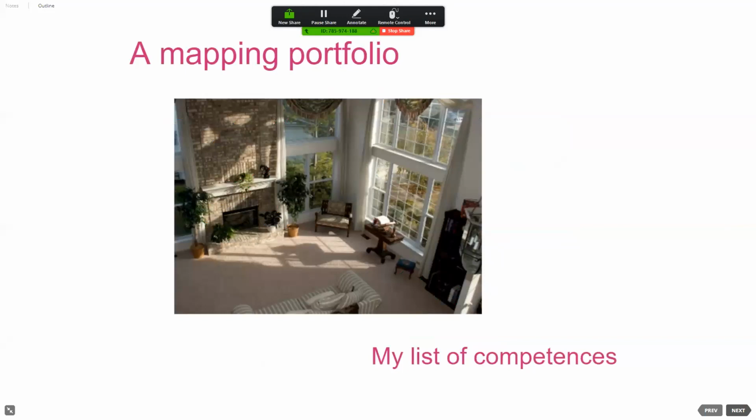I want to distinguish between two types of portfolio. There are mapping portfolios and there are reflective portfolios, or reflection portfolios.